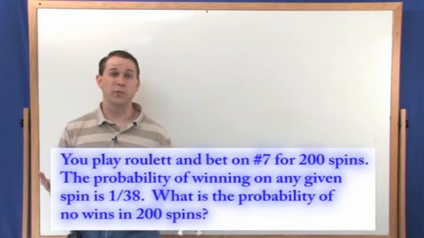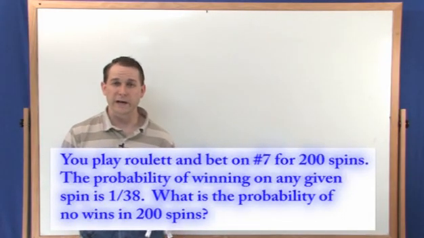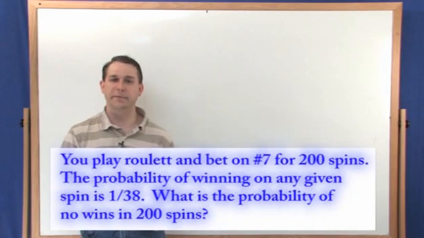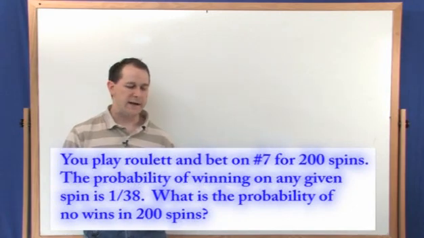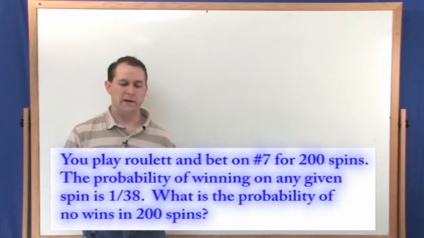The probability of winning is 1 in 38. If I spin that wheel 200 times and never win, that's a pretty unlucky day. So that's what we expect to get. We want to calculate that. And furthermore, we want to actually calculate it using a Poisson approximation if we can, just to get some practice with it. So first let's go into the problem and extract some information.